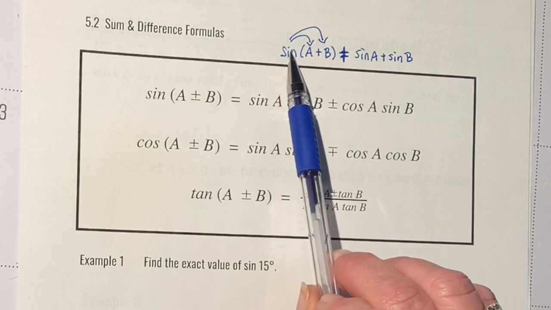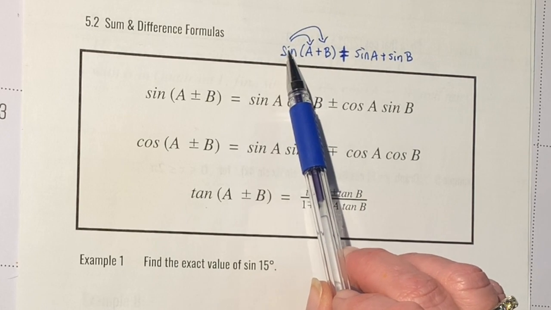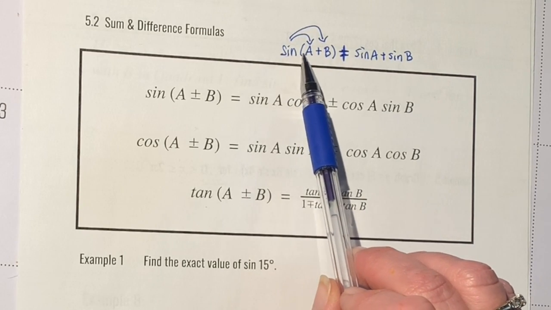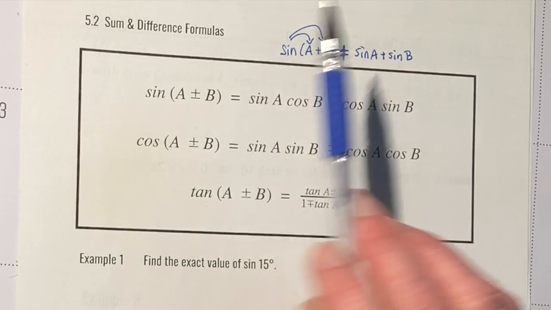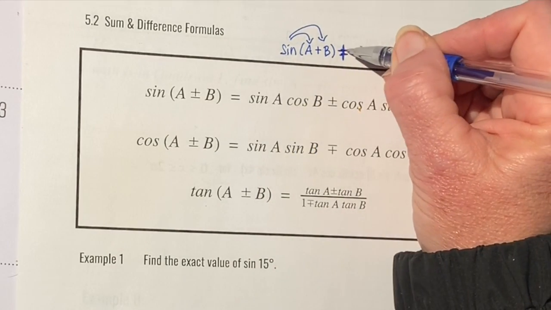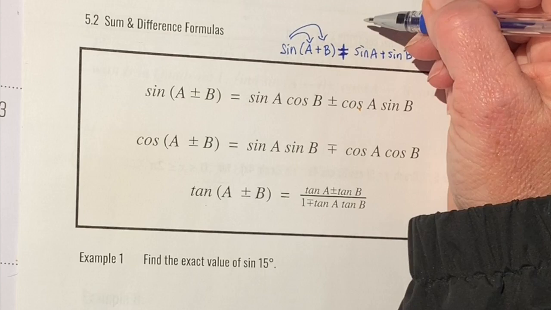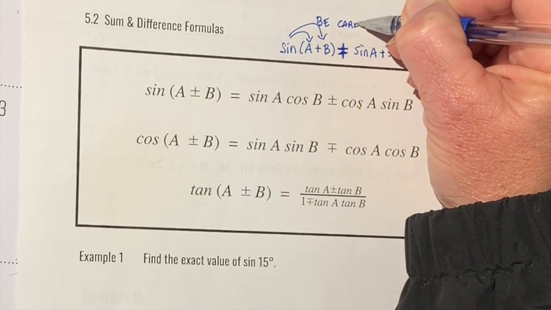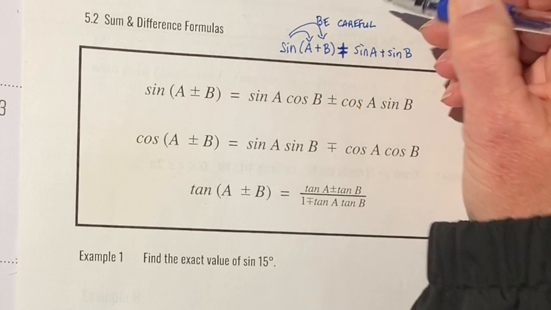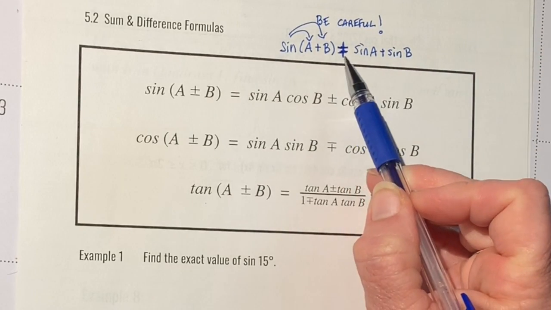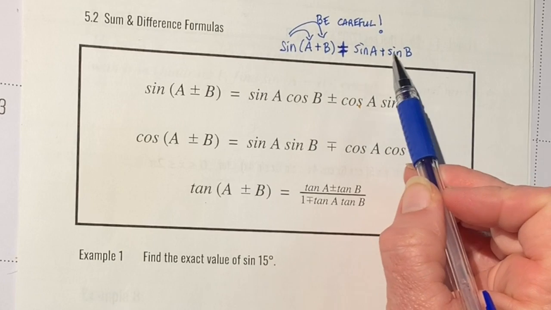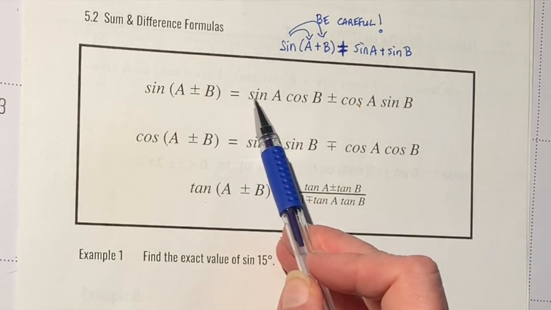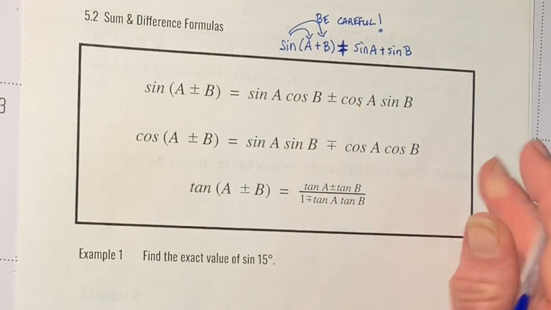So it's not a multiplication. You're taking the sine, you're relating the ratio of the sides opposite the hypotenuse to the size of the angle. So it's not a multiplication. You're not going to distribute. So this is a big no right here. So we'll just say be careful with that. Sine of A plus B does not equal the sine of A plus the sine of B. It equals sine of A cosine of B plus cosine of A sine of B.